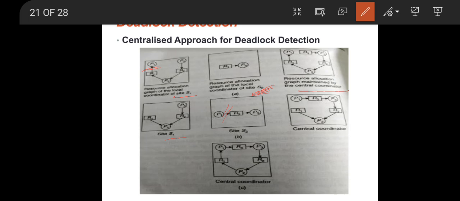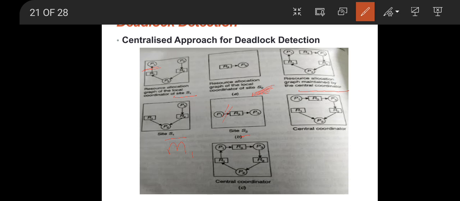So this is the scenario happening after some time: P1, which was holding R1 before, releases R1, and then it requests R3. That means two messages will be generated, one by S1 and the other by S2. Let us say S1 generates a message M1, for example, which says to remove the edge from R1 to P1. It is telling the central coordinator that P1 is releasing R1.